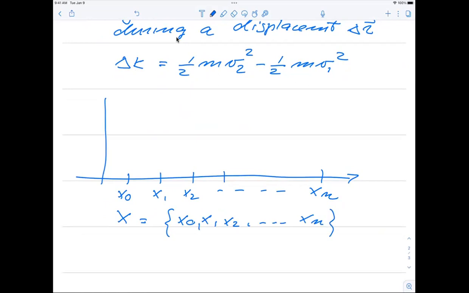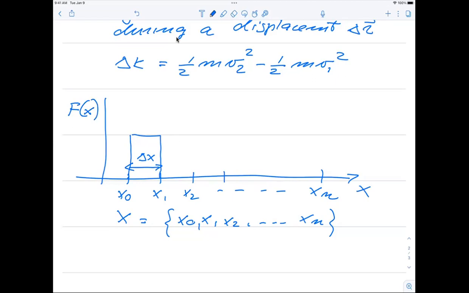And then for every small displacement, since we are now dealing with a one-dimensional system, we are going to call this different distance between x0 and x1, x1 and x2. So we are putting up equally spaced points. We are going to call this displacement delta x. And then what we have here, you can think of as the force which is being applied as a function of x.